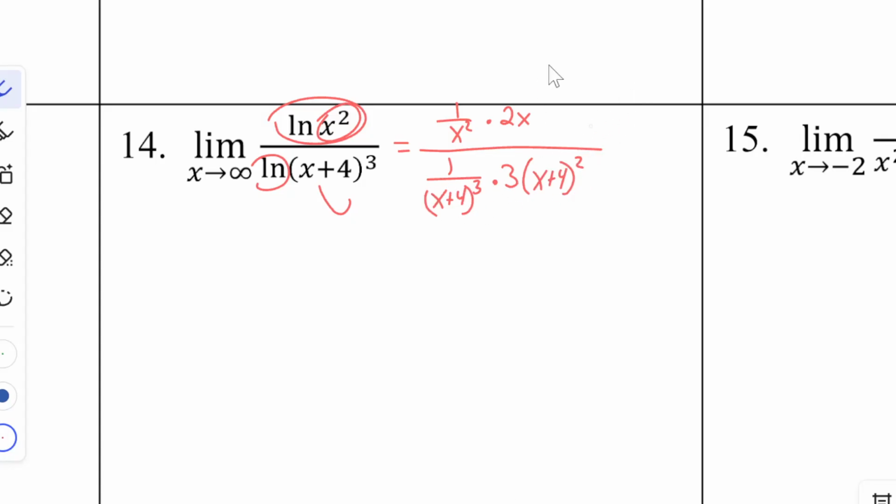Let's see. This simplifies to 2 over x. And these cancel. I get 3 over x plus 4. This one's pretty tough. Maybe if you got this on a test, you just skip it. So I'll do keep, change, flip.